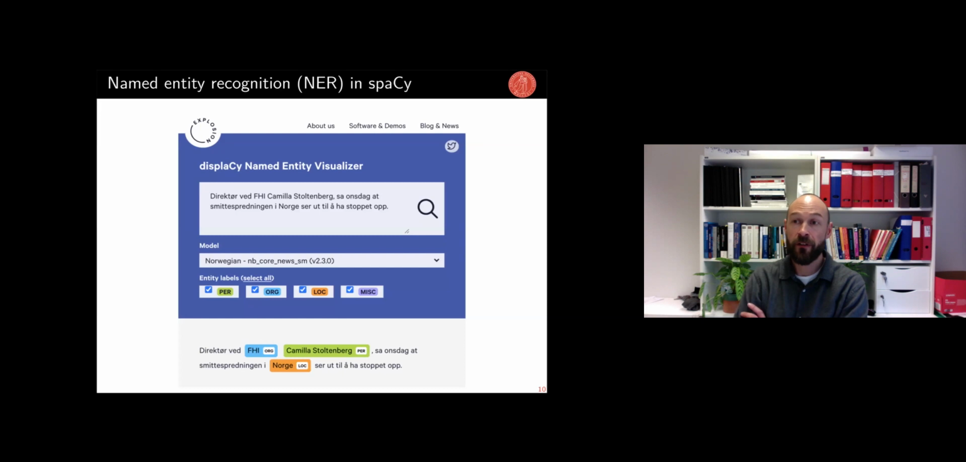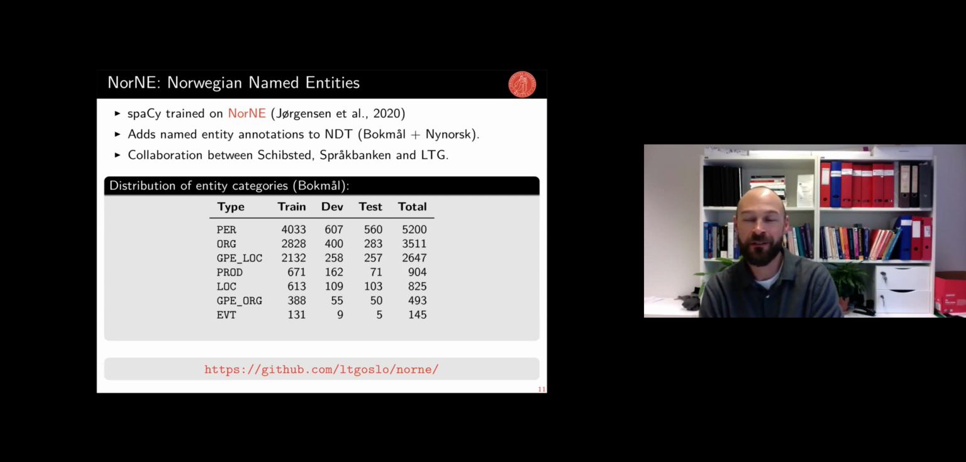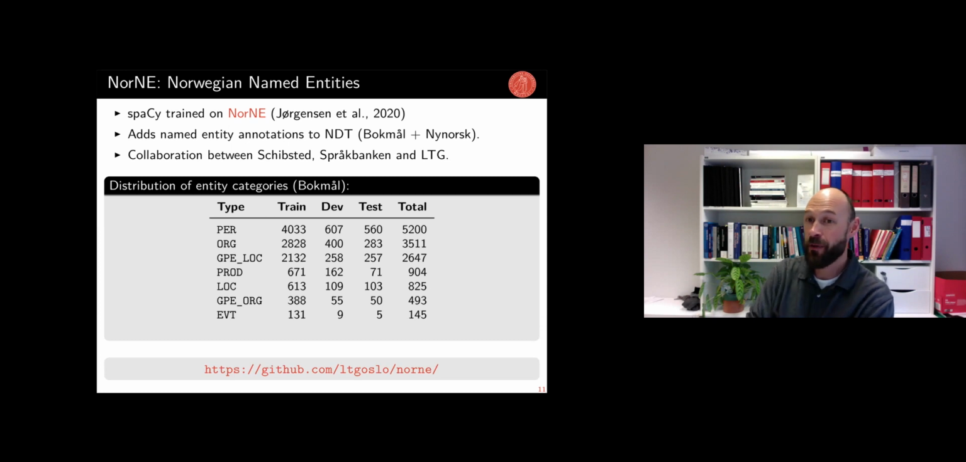And the models that are used in spaCy for performing named entity recognition for Norwegian have been trained on a data set that was released earlier this year called NorNE. We didn't really think of what would be the best way of pronouncing that in English, Nord maybe, but it stands for Norwegian named entities. So this data set was created as a collaboration between Schibsted, Språkbanken, and the Language Technology Group. And what we did is basically to add annotations encoding named entities to the Norwegian dependency treebank for both the bokmål and the nynorsk section.